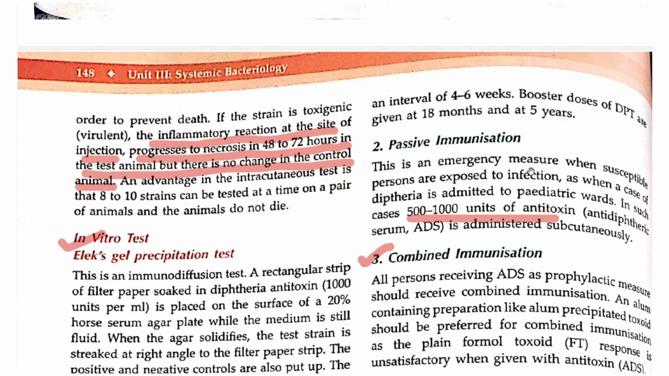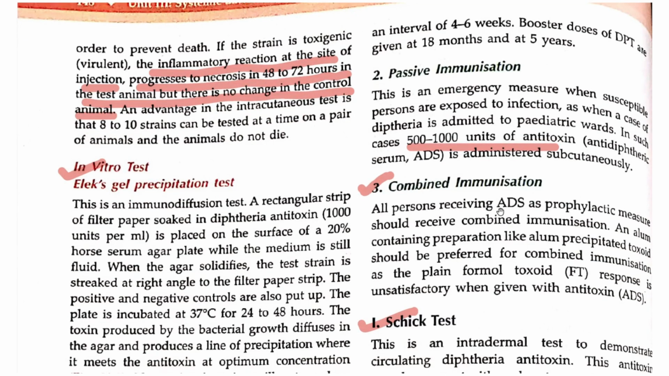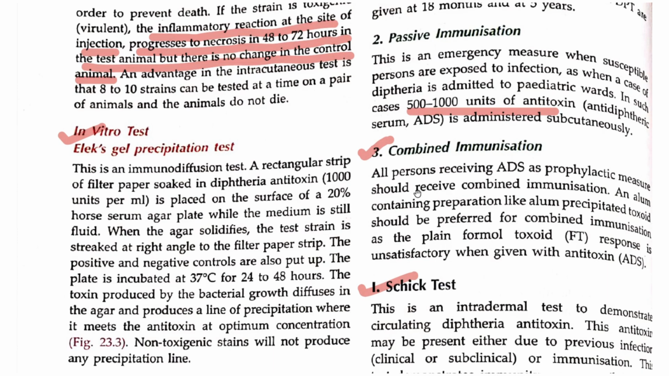Next is passive immunization. It is only used as an emergency measure, when susceptible persons are exposed to infection, as when a case of diphtheria is admitted to pediatric wards. In such cases, 500 to 1000 units of antitoxin is given. Next is combined immunization. All persons receiving antidiphtheric serum, that is ADS, as a prophylactic measure should receive combined immunization. In the combined immunization, you have to mention that a precipitate like alum precipitate is used, and it should be preferred for combined immunization, as the response to plain formol toxoid is unsatisfactory.